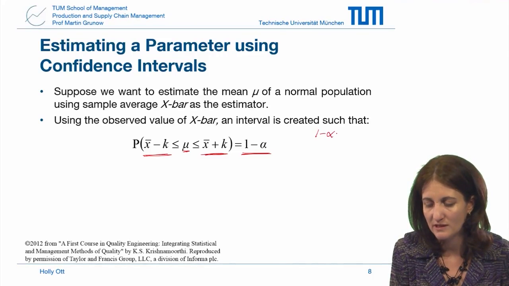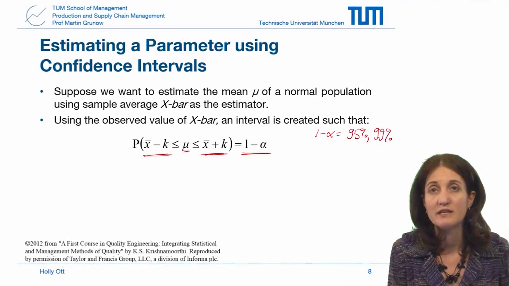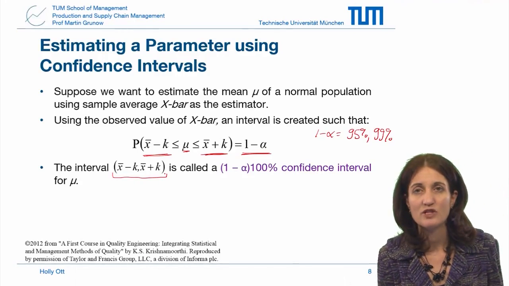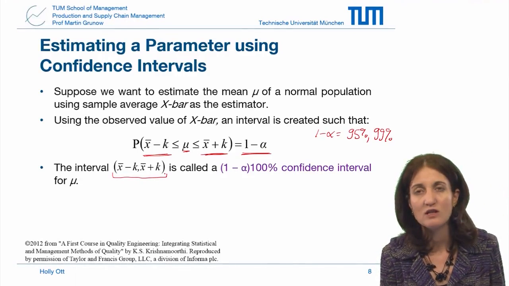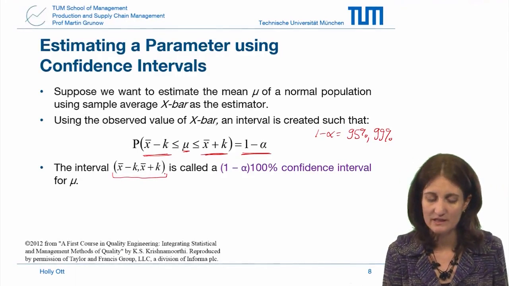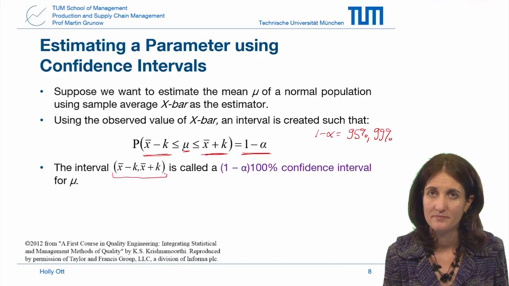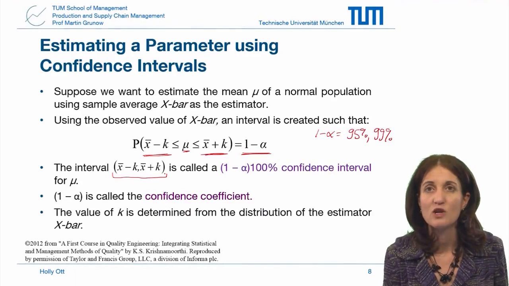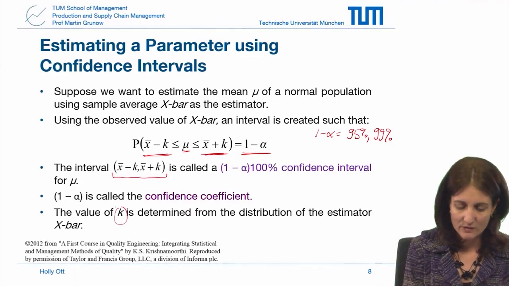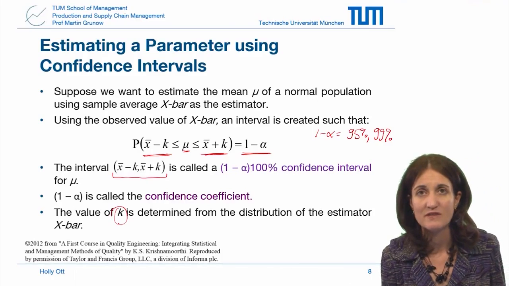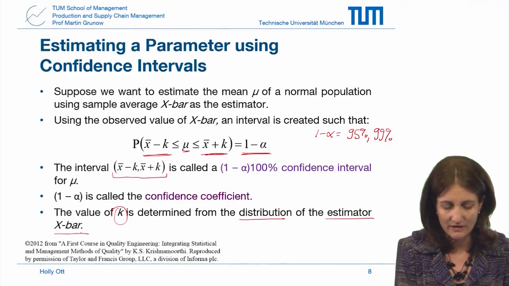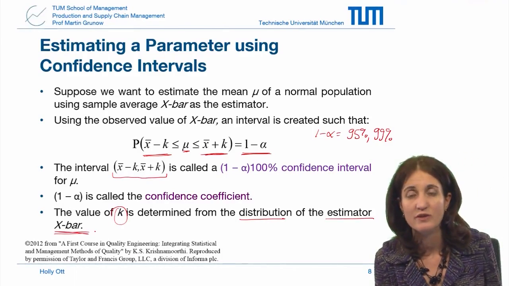And this should be, as we were saying before, a big number, like 95%, 99%. This interval, x bar plus or minus k, a constant, is called a 1 minus alpha % confidence interval for the mean. 1 minus alpha we call the confidence coefficient, and of course k, this is what we're interested in. K is determining the size of the interval. This is determined from the distribution of the estimator x bar, which we know.